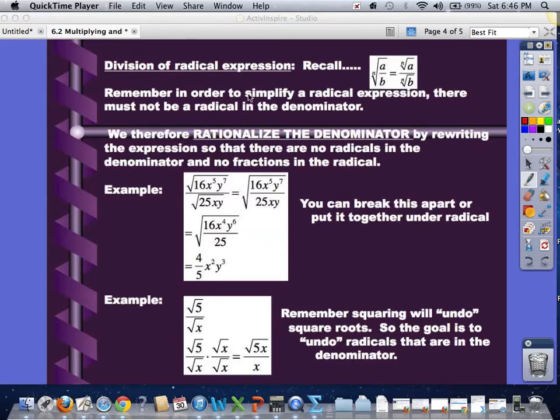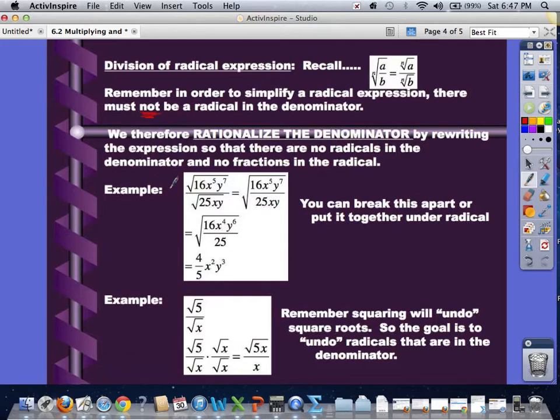But remember, in order to simplify a radical expression, there must not be radicals in the denominator. Okay, that's bad. It's like against the law. We can't have that. All right, so we have to do what's called rationalize the denominator. And that means we have to rewrite the expression so that there's no radicals in the denominator, and then there's no fractions under that radical sign. Okay, so it has to be completely cleaned up.